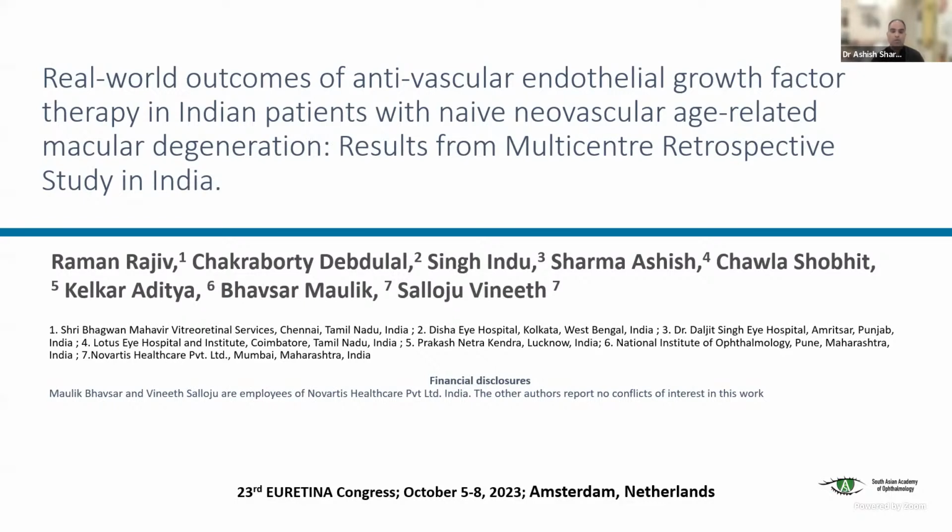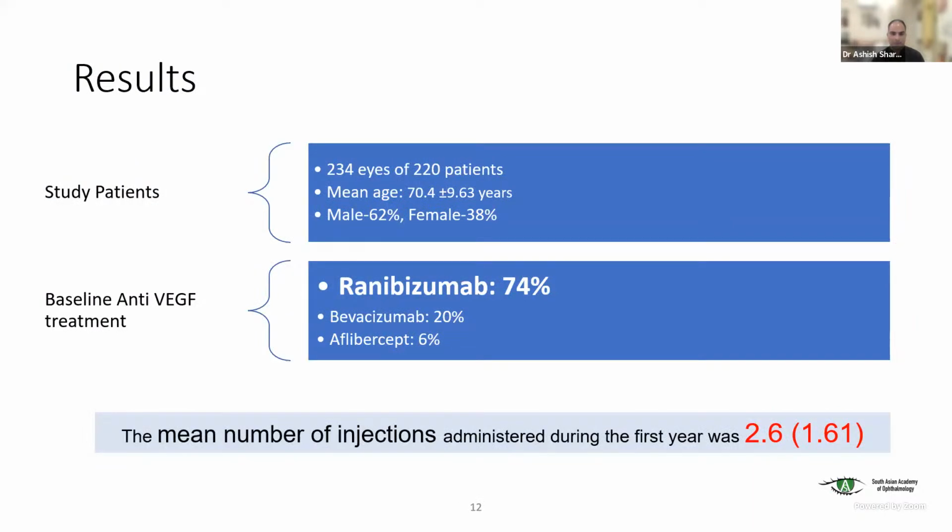Even to prove that, we do not have robust studies. Probably this is one of the data sets which was collected by Novartis, and we were also involved in that, and I'm presenting this at the next Retina. It gave us some kind of headwinds, like ranibizumab usage. To my surprise, I was expecting at least a lot of Avastin users, but ranibizumab use is still highest in this country. And the overall mean number of injections was 2.6, pretty low.